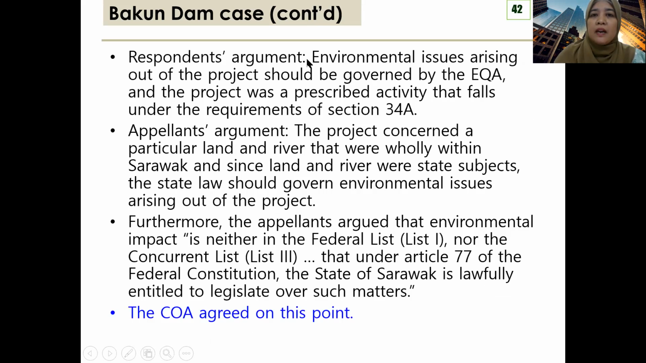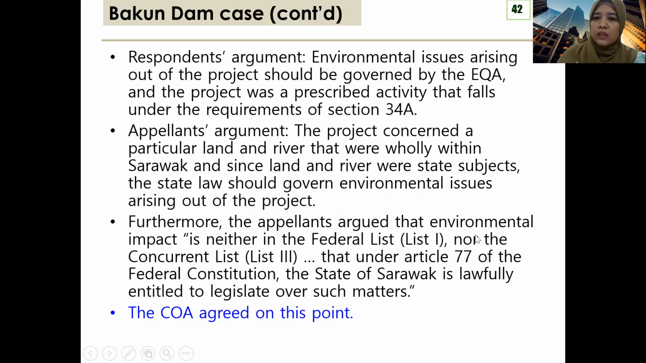Now, the respondents' argument, dikata di situ, the environmental issues arising out of the project should be governed by EQA, and Kajing Tubik punya argument, the project was a prescribed activity that falls under the requirements of Section 34A. Therefore, it is under EQA. Appellant's argument, the Ekran Berhad and also DOE, dia punya argument, the project concerned a particular land, a particular river that were wholly within Sarawak. And since land and river were state subjects, the state law should govern environmental issues arising out of the project. Good argument as well, right?